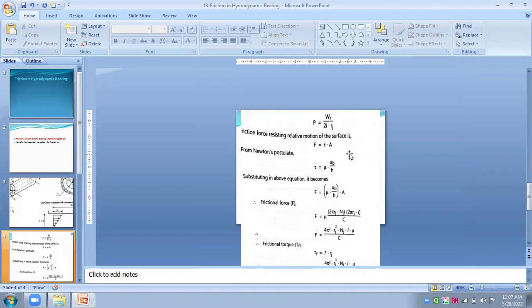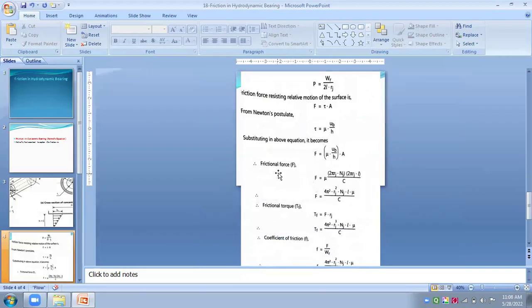The friction force resisting relative motion of the surfaces is F equal to tau into A, stress into area. From Newton's law, tau is equal to mu into U upon h. Putting this value, the equation for the force becomes mu U upon h into area. Therefore, the frictional force F is equal to mu into 2 pi r_J N_J into 2 pi r_J L upon C, the clearance.